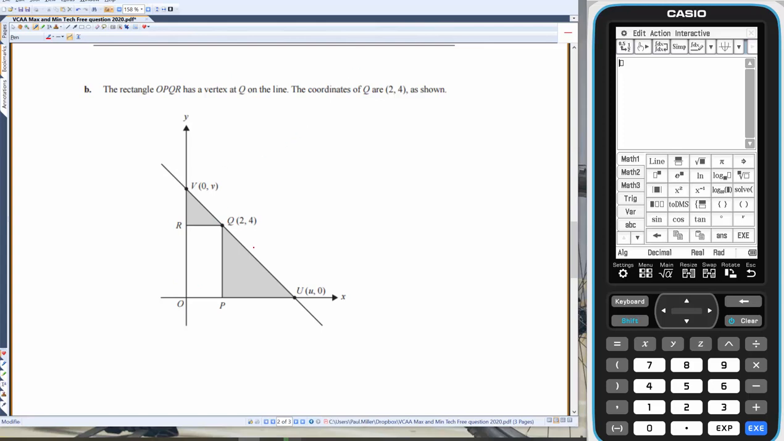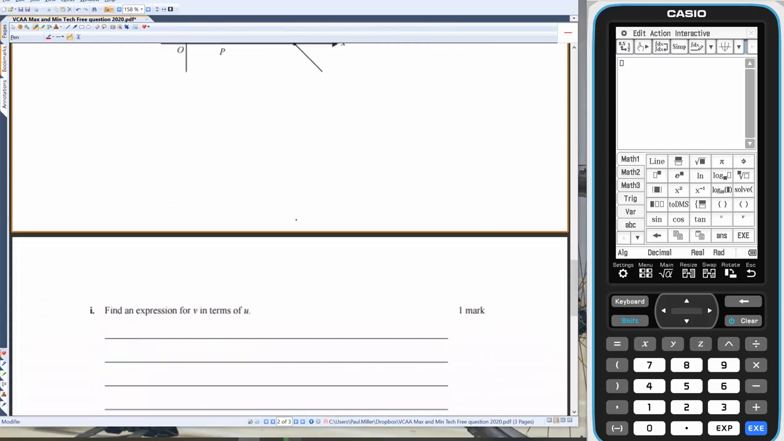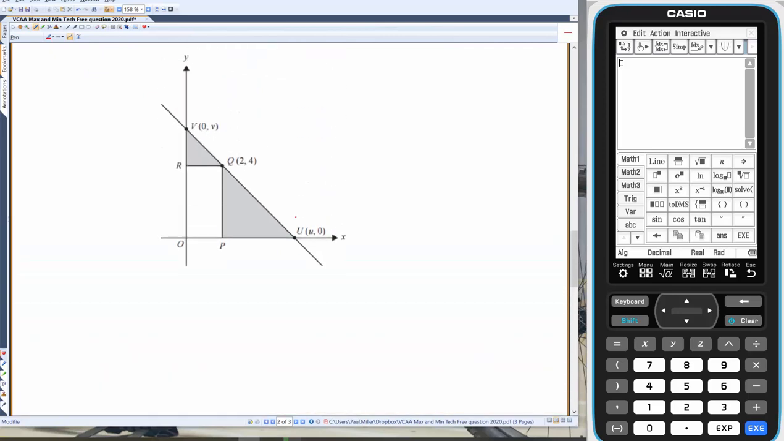So that's on that straight line that we were talking about in the previous one. The coordinates of Q are 2, 4 as shown. Okay, so find an expression for V in terms of U. Well, I'm going to do this problem again next to the graph so that I can use the numbers more readily. All right, so an expression that involves V and U only.